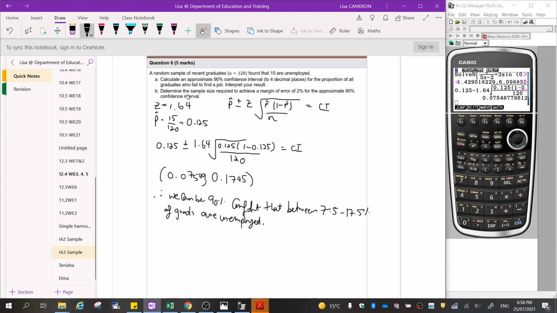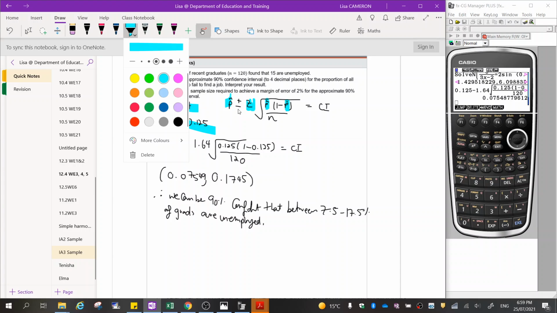Okay, determine the sample size required to achieve a margin of error of 2% for the approximate 90% confidence interval. So this isn't going to change. We're finding n, but that stays the same here, here, here. It tells us we're looking for the approximate 90% confidence interval, which means that my Z-score is not going to change. We don't know what the n is, and it's telling me that my confidence interval is going to be 2% each way of the mean. That's what the margin of error stands for.